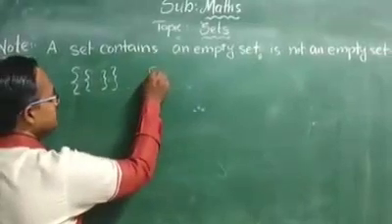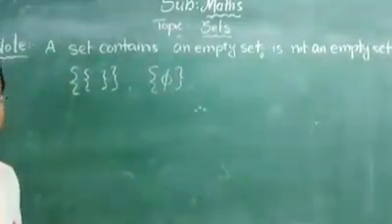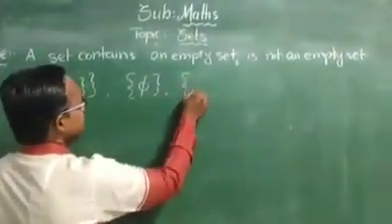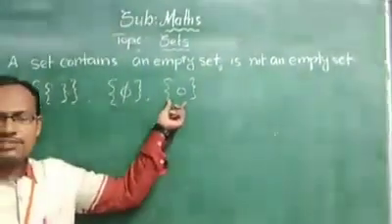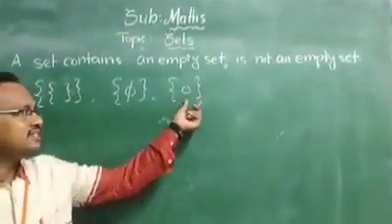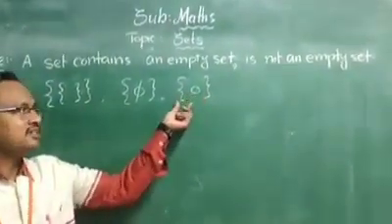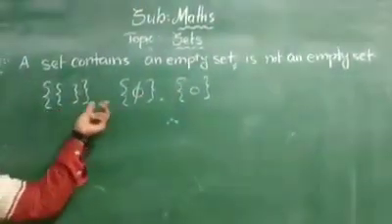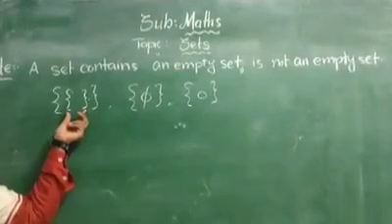Similarly, the set of phi is also not an empty set. Finally, the set of 0. Here it is also not an empty set. This set has an element 0, which means this set is also not an empty set. So I hope you are clear about this. A set containing an empty set is not empty.